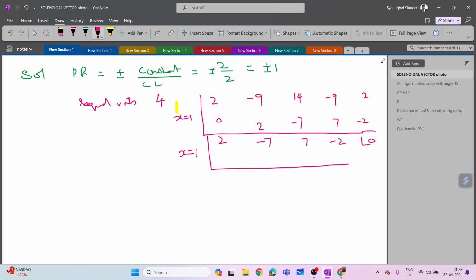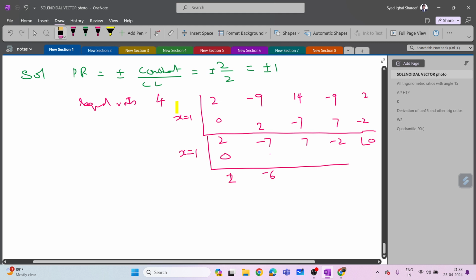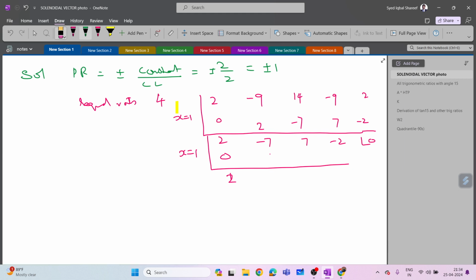So now again I will take the repeated root, I will think and go. 1 times 2 is 2. Oh, I am sorry, this is 2. 7 minus 2 is minus 5. 1 times minus 5 is minus 5. 7 minus 5 is plus 2. 1 times 2 is 2. Plus 2 minus 2, gone.